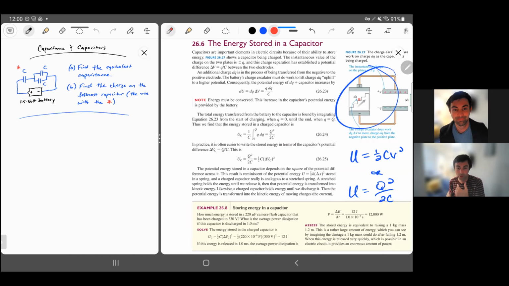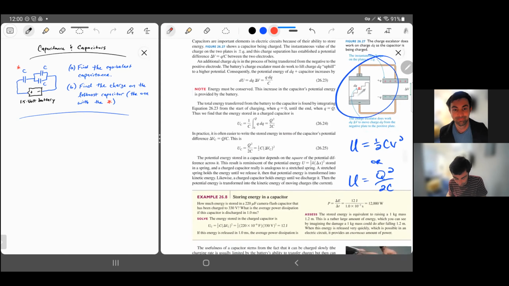So whether the stored energy goes up or goes down as a result of some change depends on what's going on in the problem. So both of these are useful depending on the circumstances.